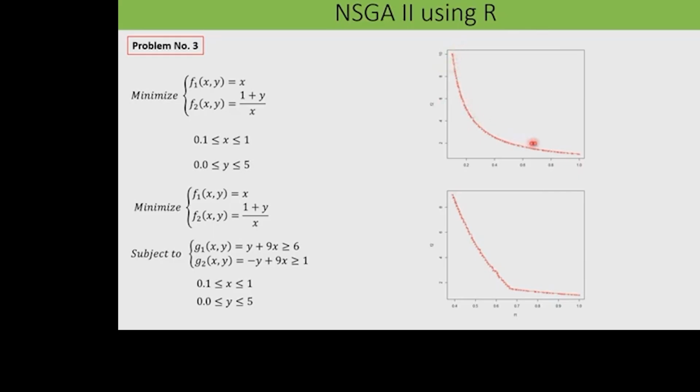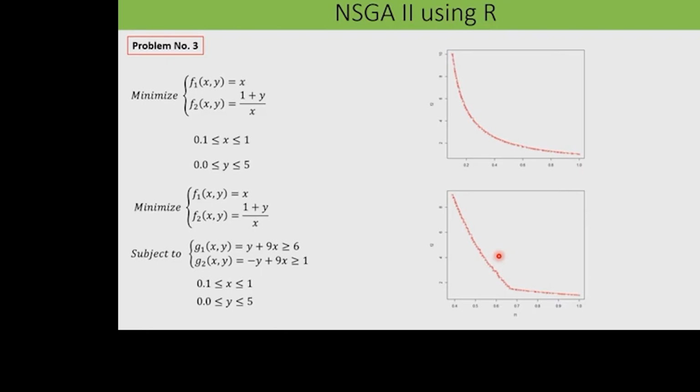You can see the first graph, whatever I have shown here. This is without constraints, that means I have solved this problem using NSGA II, and I should get this Pareto optimal form. And if I use these constraints, g1 and g2, you should get this particular Pareto optimal form.